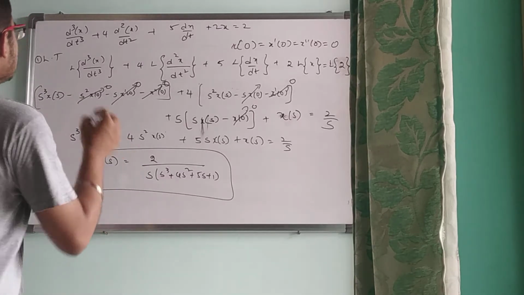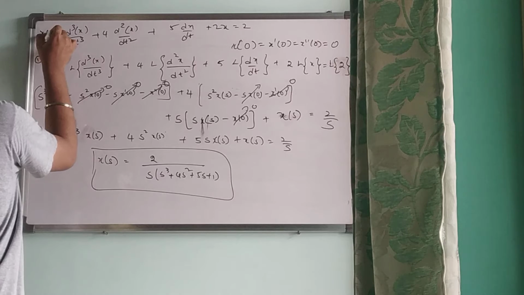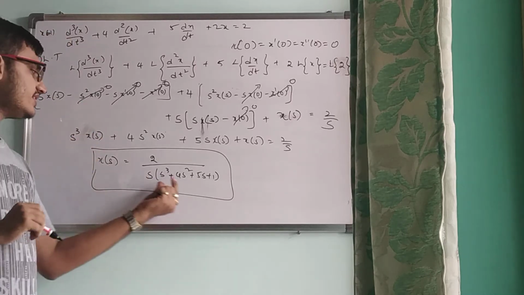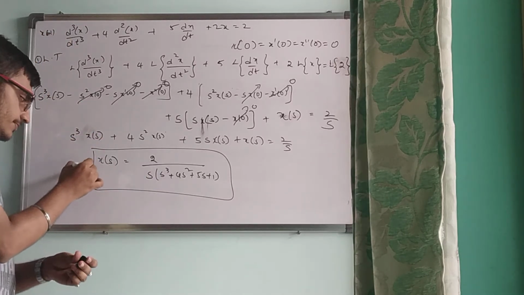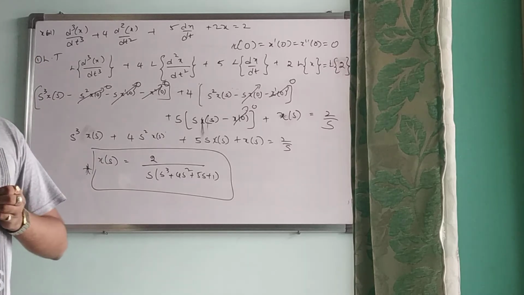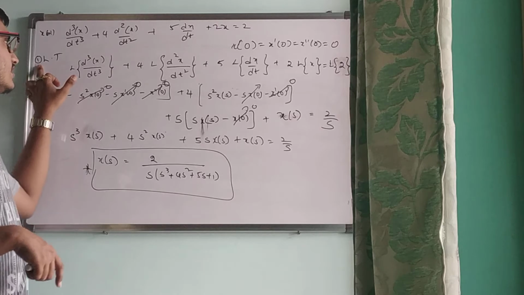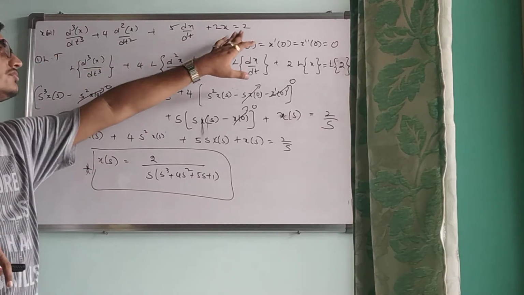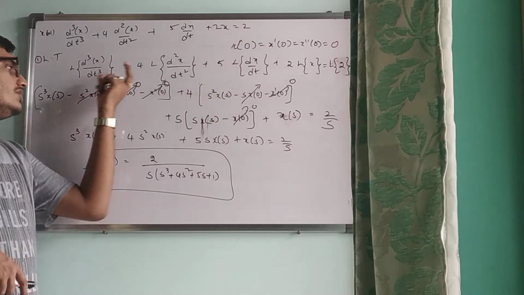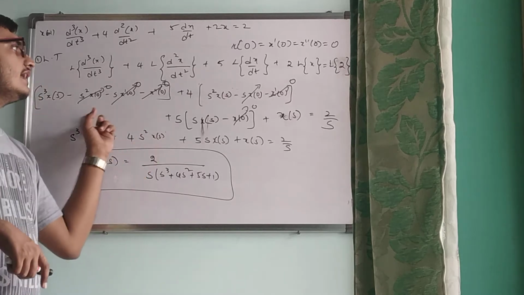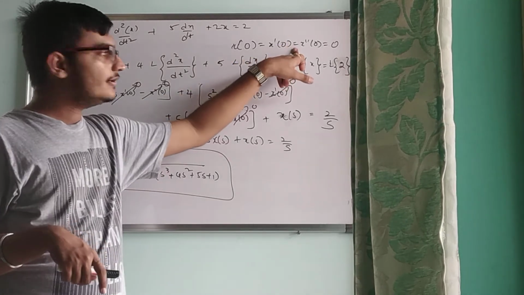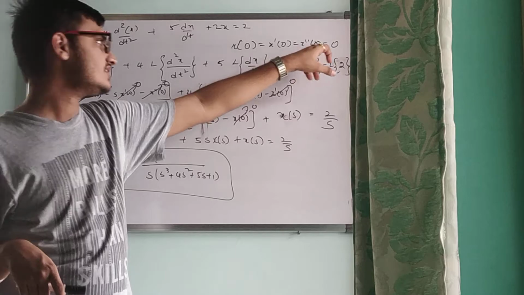So this is the function x of t for which the Laplace transform x of s is given. This is how you determine the Laplace transform of a given function. First, apply the Laplace transform on both sides of the given function. Then substitute the Laplace transform formulas and the given conditions, x of 0, x dash and x double dash, which are 0 in this case.